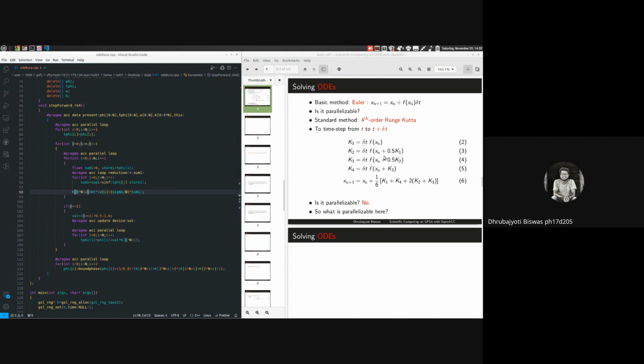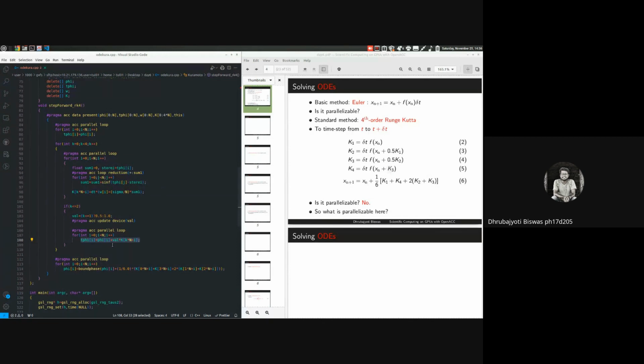Why? Because for the next step, the value of xn has to be updated. So I am checking if k is less than or equal to 1, it will be 0.5, or it will be 1.0, because in the last case it is 1.0, and I am updating t phi. Okay, so in this way it is going in the loop. It will do for k0, k1, k2, k3.